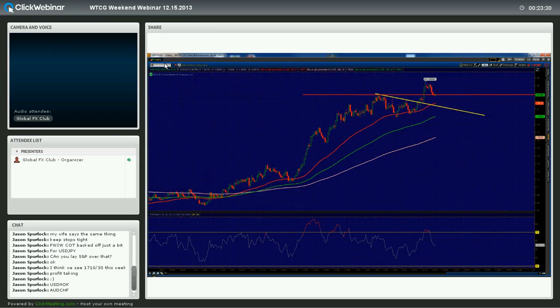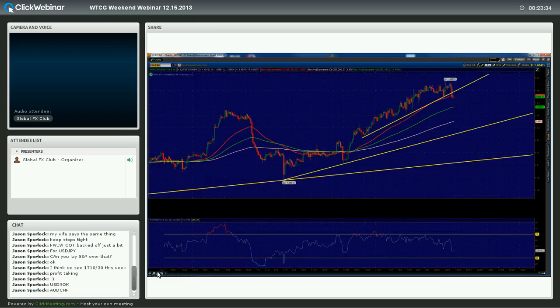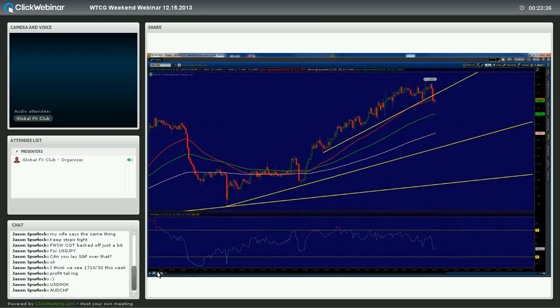EuroCAD. Then we got to do Swiss pairs too. I didn't do dollar Swiss. That's the dollar pair I forgot. I'll do it there. All right, so EuroCAD, we shorted EuroCAD last week, got stopped out at break even, then it moved lower. That was frustrating. I like it to the downside.